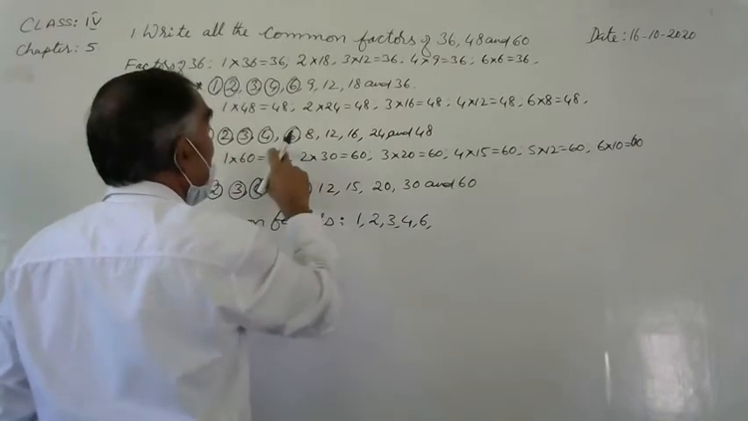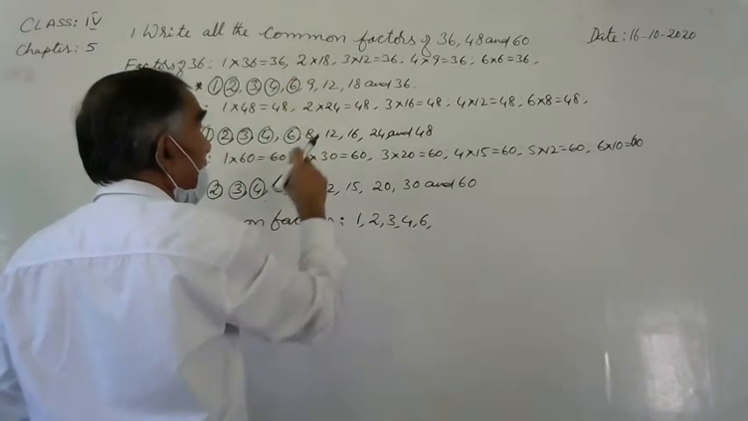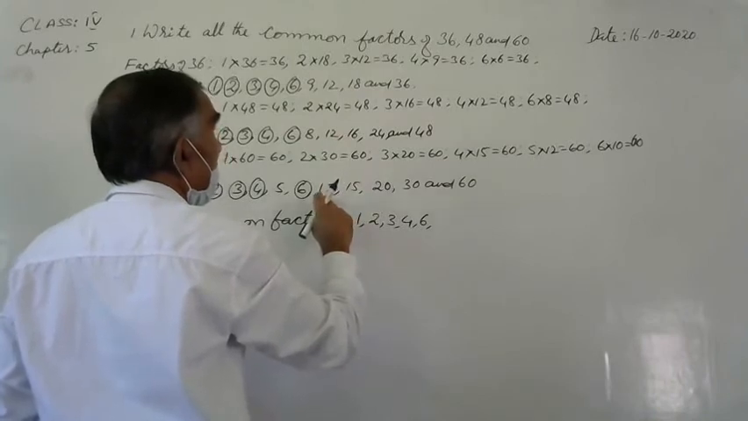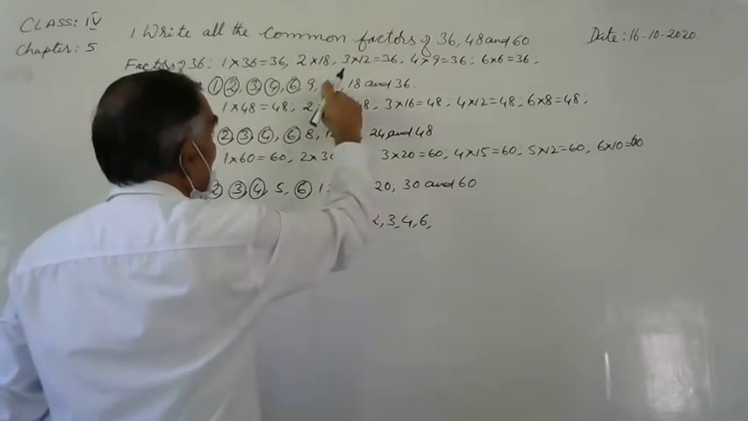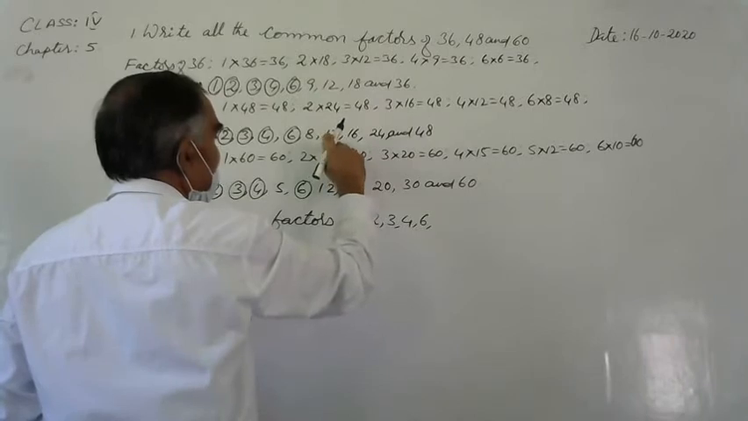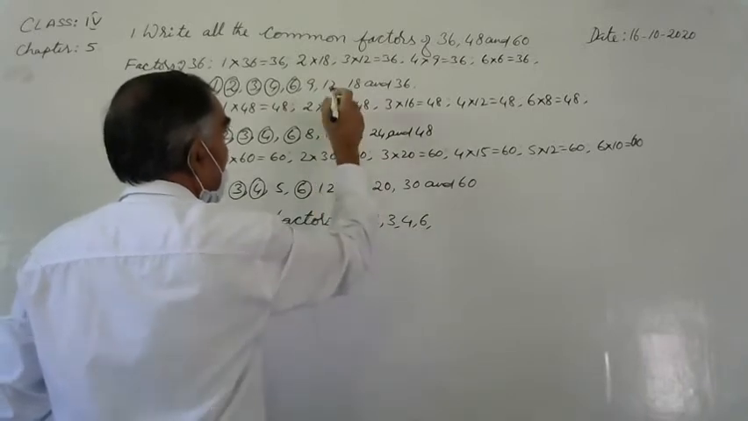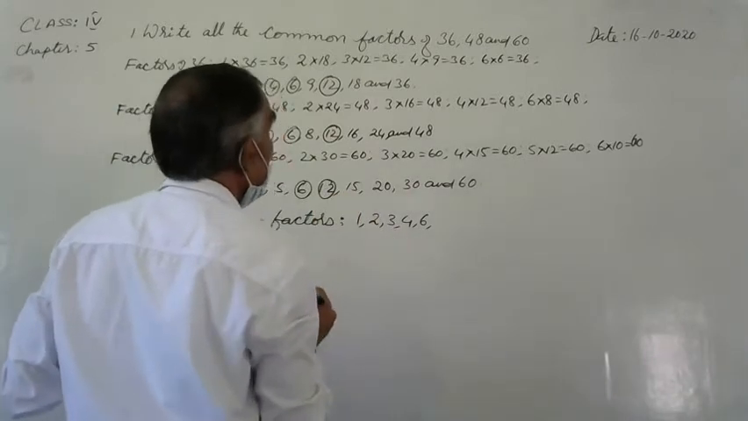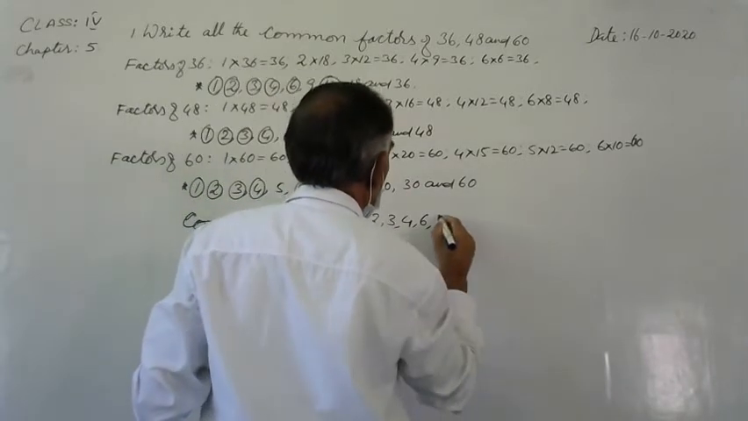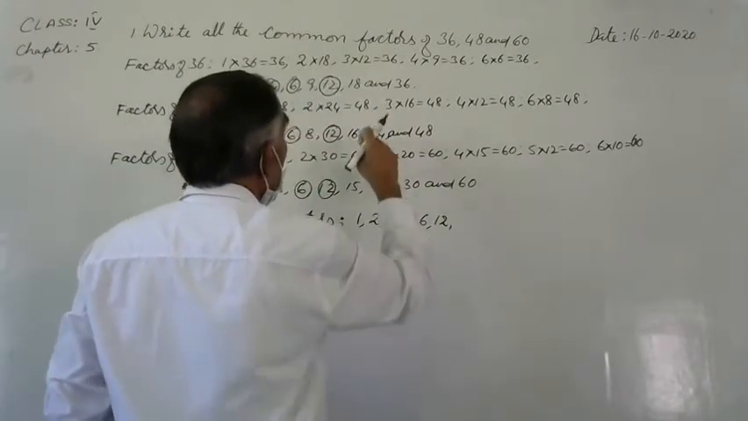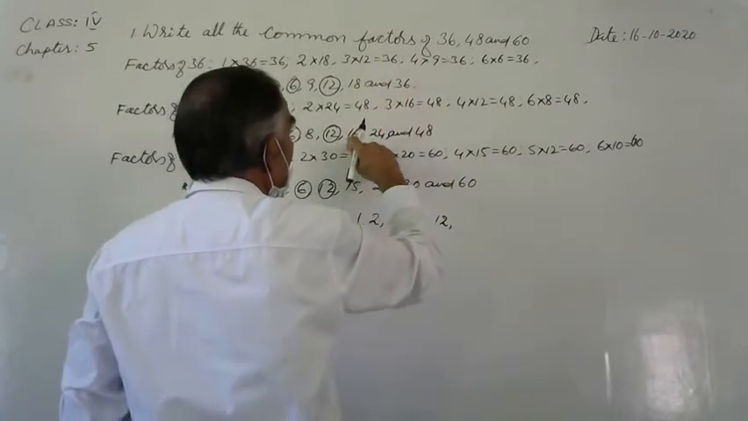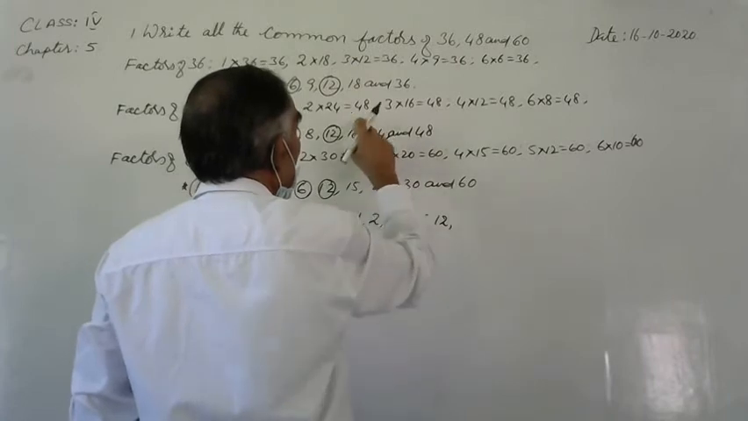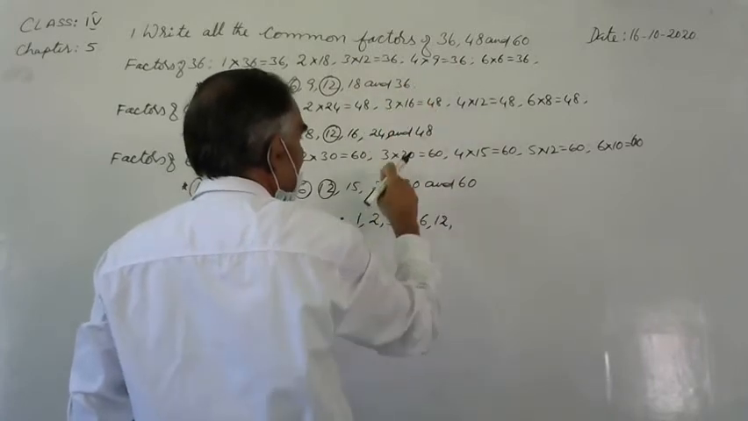5 is not present in all numbers. Here 5 is there, but 9 is not present here. Okay. Then next, 12. 12 is present here, 12 is present here, 12 is present. We circle this, 12. The next, 18, is present here. No 18 here, and here also it is not there. Next is 36, no 36, no 36.